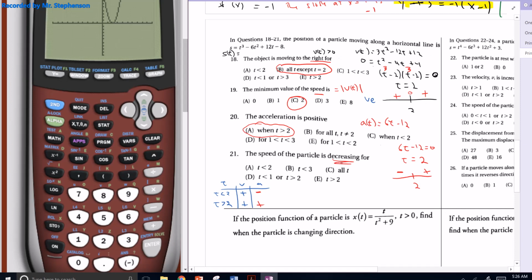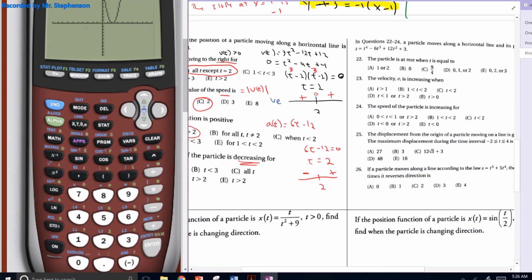And decreasing speeds are when the signs are different, right? Because if they are both on the same side, then the acceleration is pushing the velocity to be even faster. But if they're opposite, then the acceleration is pushing against the velocity. And so where I highlighted is where that is decreasing, which is t is less than 2. So it's A on this one.